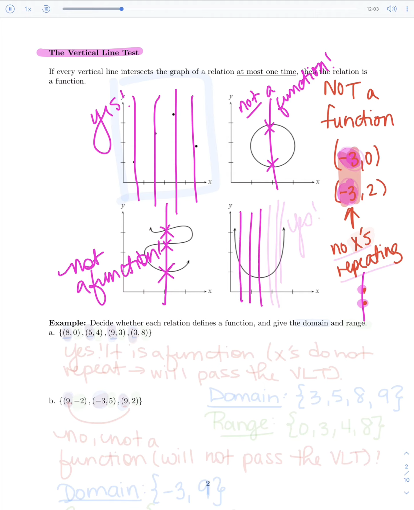And let's look at this last one, the U shape. Well, notice with the U shape, it's actually pretty amazing, but the vertical lines will only hit it once. So is it a function? Absolutely. The vertical lines only hit it once. So that is our vertical line test.